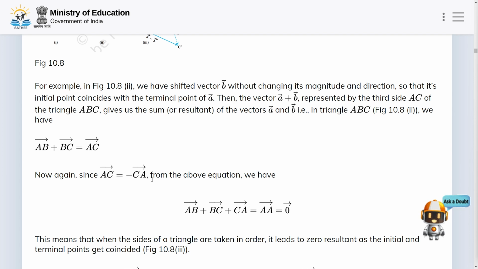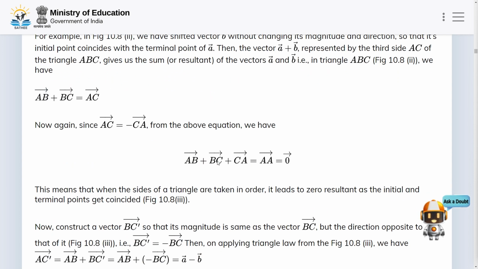Now again, since AC is the negative of CA, as we have already seen for negative vectors, our equation can be represented in this way: AB plus BC is equal to minus CA. This CA can be taken to the left hand side. You will get AB plus BC plus CA vector is equal to 0. The 0 vector means AA, the same initial point. If you have the same initial and terminal point, your vector will be a 0 vector. This means that when the sides of a triangle are taken in order, it leads to a 0 resultant, as the initial and the terminal points coincide.